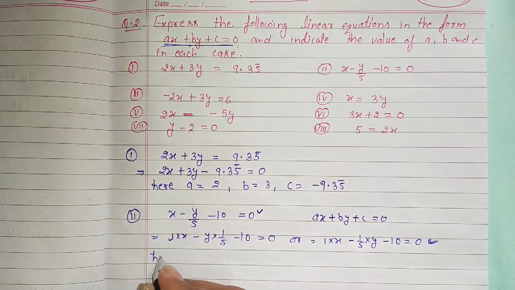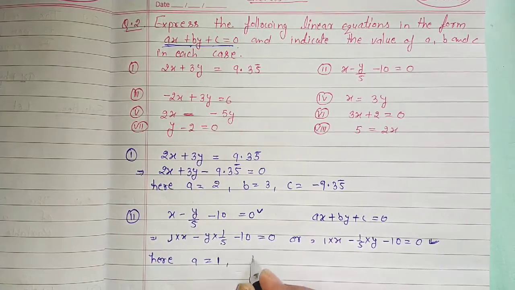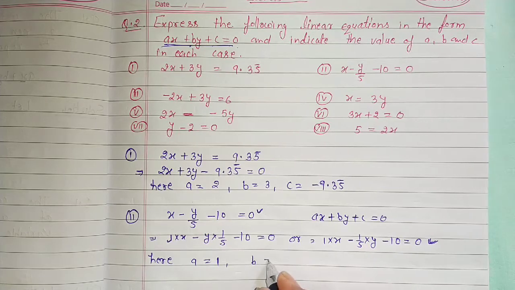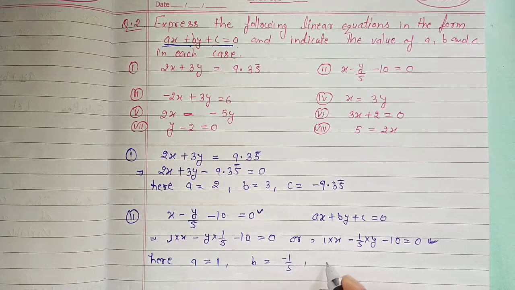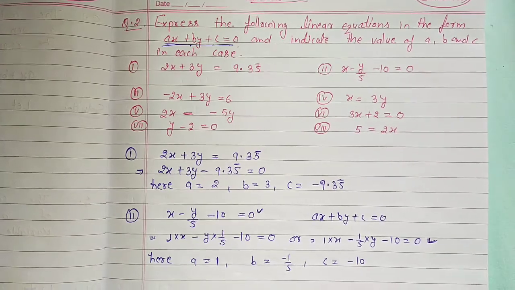Therefore, here a is the coefficient of x, that is 1. b is the coefficient of y, that is minus 1 upon 5. And c is the constant term, that is minus 10.